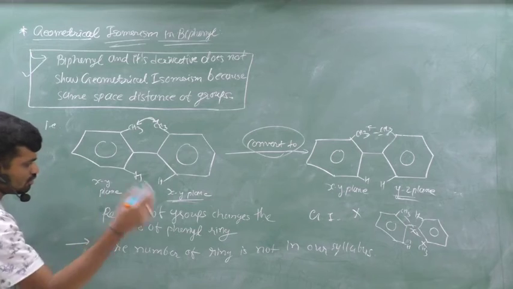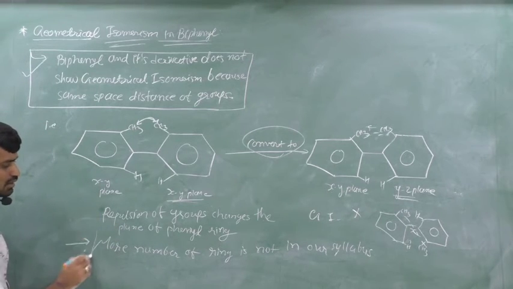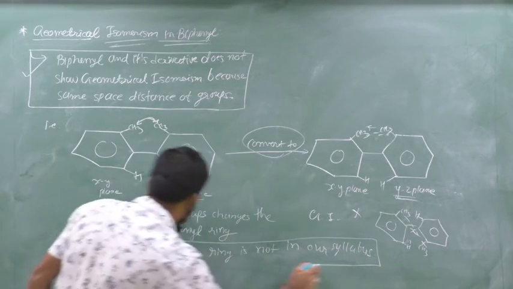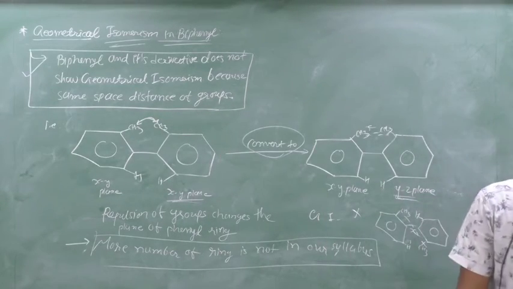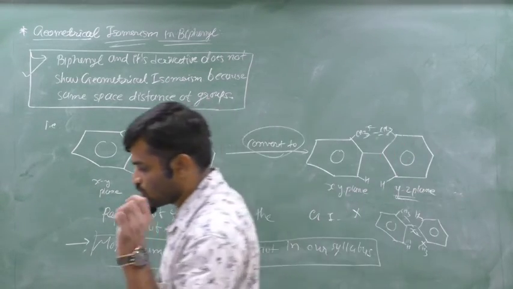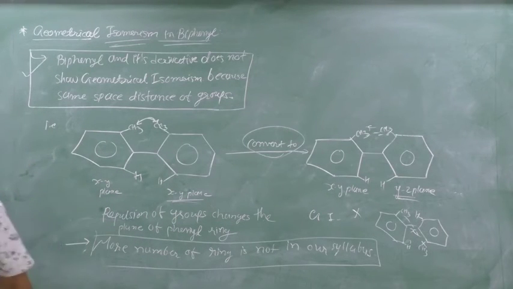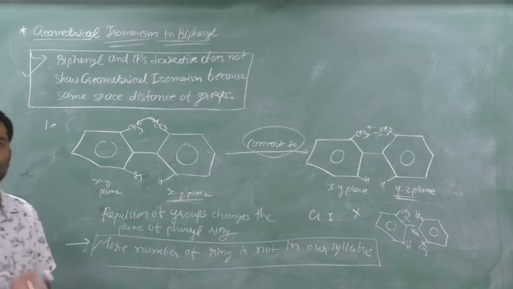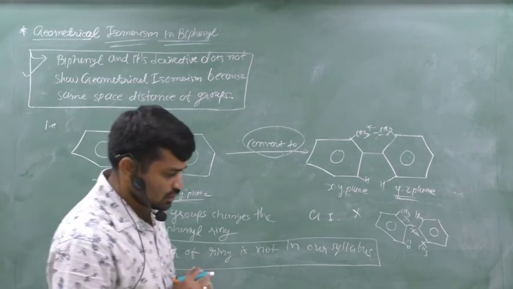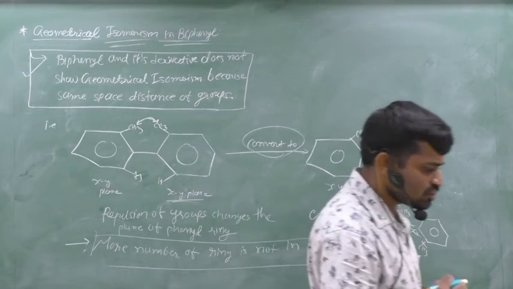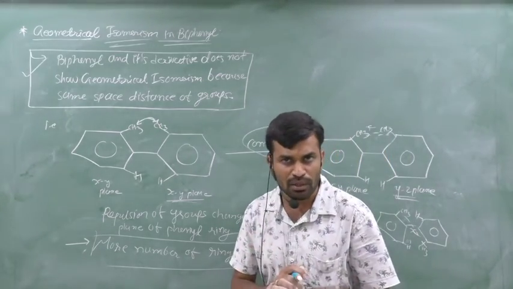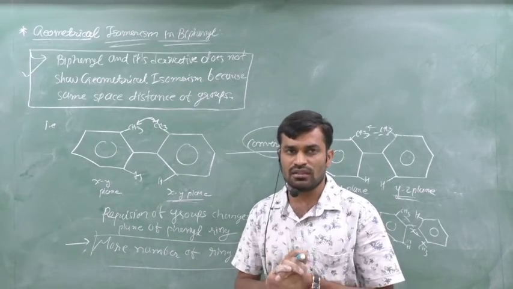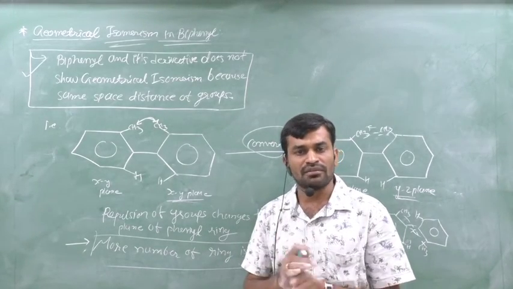And if we think about a larger number of rings, more rings are not in our syllabus. Therefore you can remember that biphenyls and derivatives of biphenyl do not show the GI due to the same areal distance of the groups. Clear? Now we have completed geometrical isomerism in different compounds: alkenes, nitrogen-containing compounds, allenes, Spiro compounds and biphenyls.